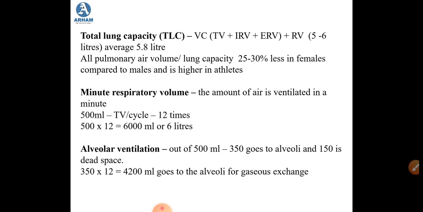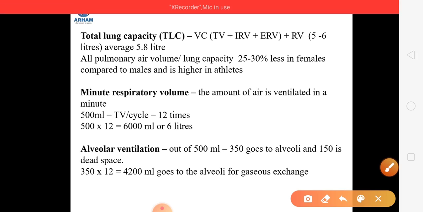Now we also have to understand minute respiratory volume, that is the amount of air which is ventilated in a minute. So the tidal volume, the normal volume of air that we inhale, is 500 ml per cycle. If we breathe in 12 times a minute, it is 500 into 12, which goes up to 6000 ml, or you can say 6 liters. So this is the minute respiratory volume, the air that we inhale in 1 minute.